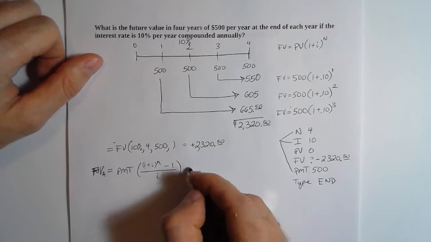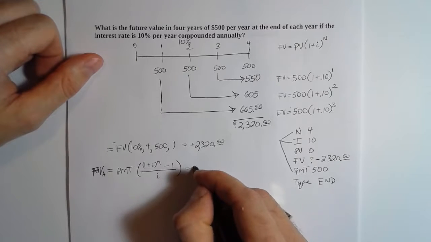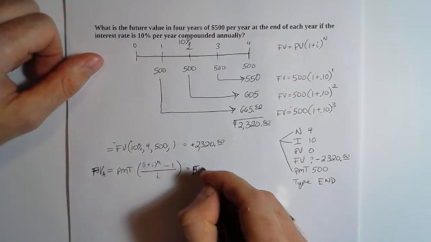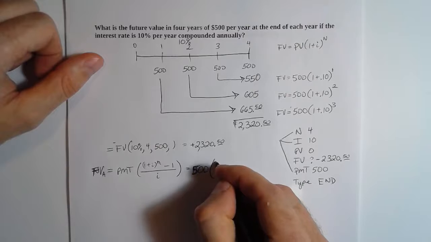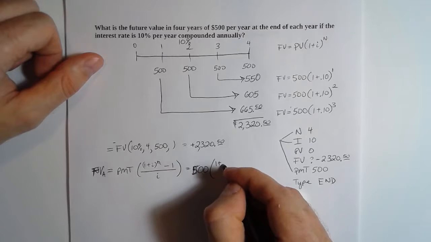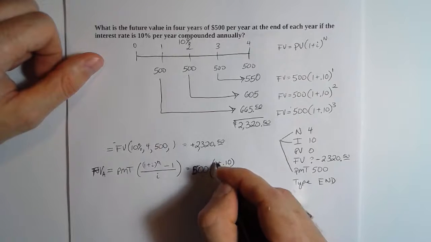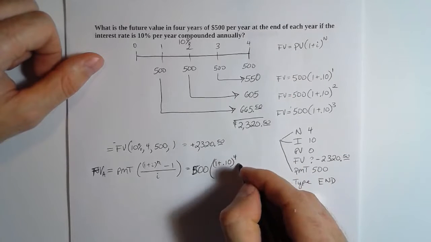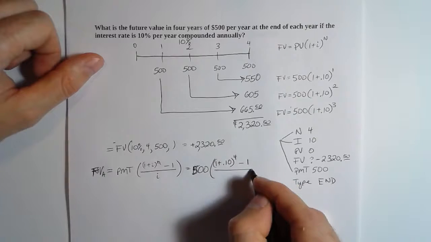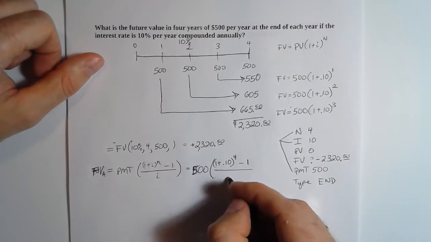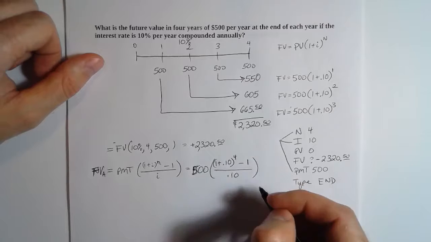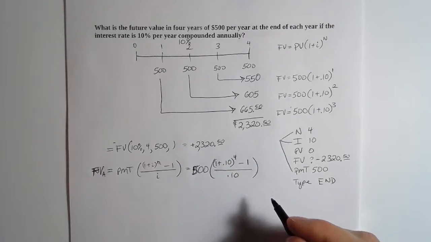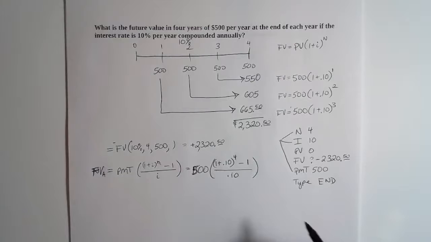So in the numerator, what we have here, well, let's start off with our payment. So in the numerator here, then we have 1 plus I, which is our interest rate, so that's 0.10, raised to the n, which in this case is 4, minus 1, and this is all over the interest rate, which is 0.10. So I'll give you a moment to try to work that out, and then I'll come back and see how we did.